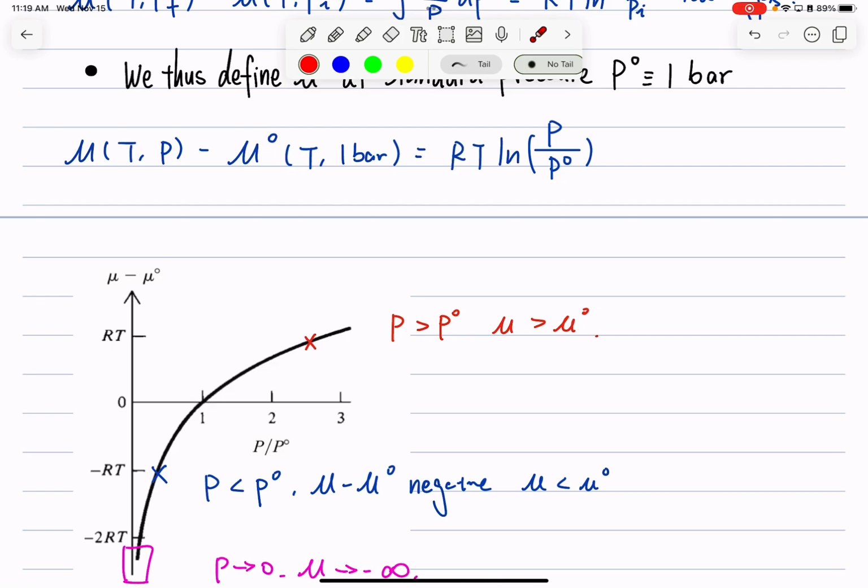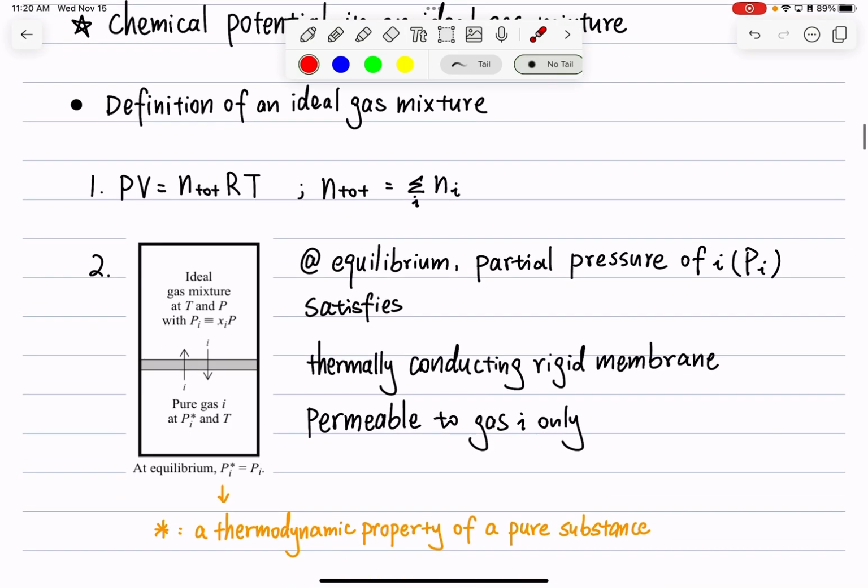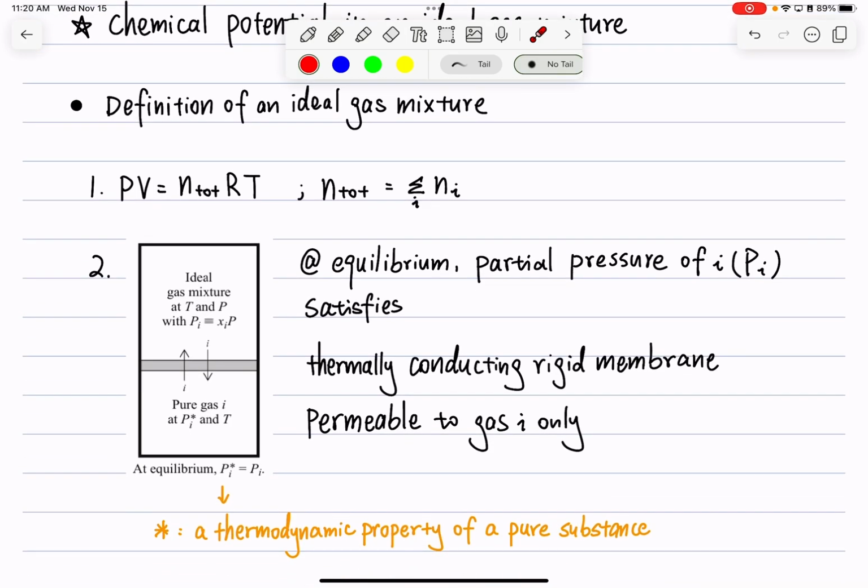So the first step is we define what the chemical potential of ideal gases is. And then we start to talk about chemical potential in ideal gas mixtures. Before we do that, let's do a quick, more accurate definition of what exactly an ideal gas mixture is. A few things need to hold true for an ideal gas mixture. The first thing is, again, PV equals nRT. N here is the total number of moles of all species of gas, and your total number of moles equals the sum of each of the gas species.